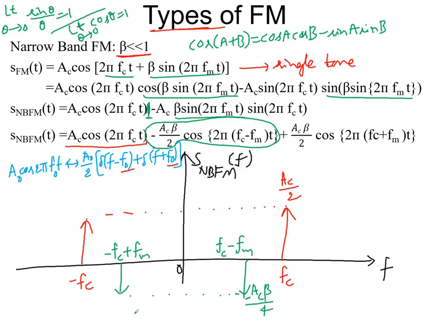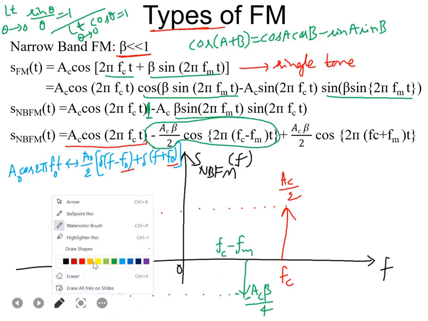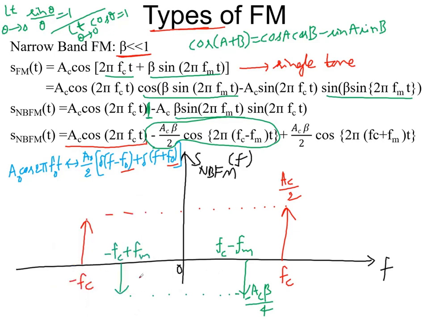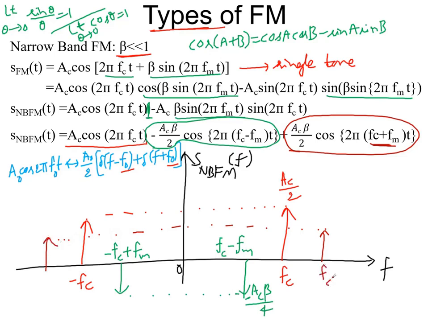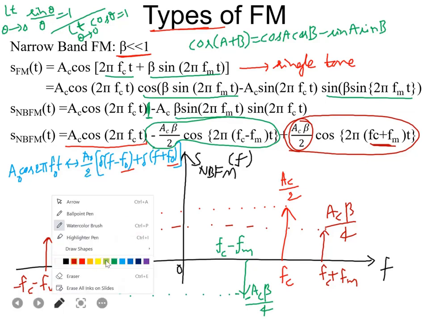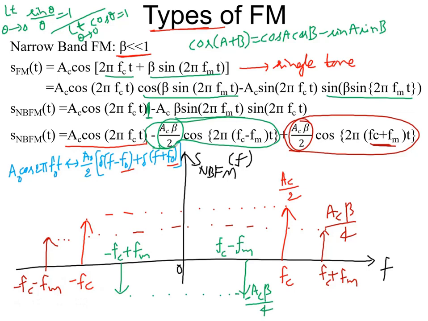Now if I want to represent the other one, for which I am choosing this color, this is existing at what frequency? Fc plus fm. Then obviously you will have impulses existing at a frequency of fc plus fm, and here at minus fc minus fm, and again the strength of this impulse is Ac beta by 4. From where are you getting this amplitude? The amplitude of the impulse will become half of the current impulse amplitude. In the same manner, we go from Ac beta by 2 to half of that, Ac beta by 4.